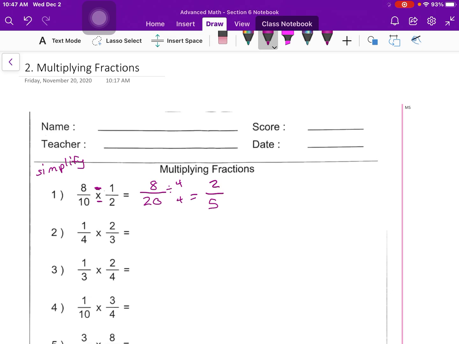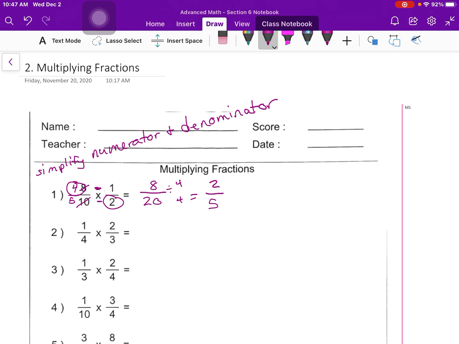So simplify the numerator and denominator. So for example, I could simplify 8/10. I can simplify that down to 4/5 ahead of time. I also can simplify this denominator and this numerator. So any numerator and any denominator can be simplified.